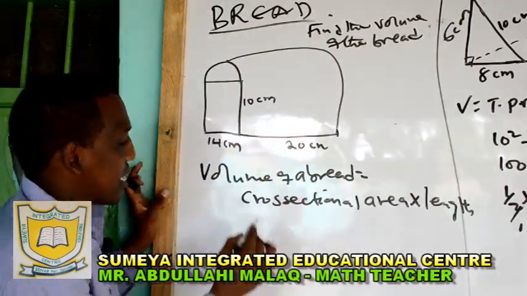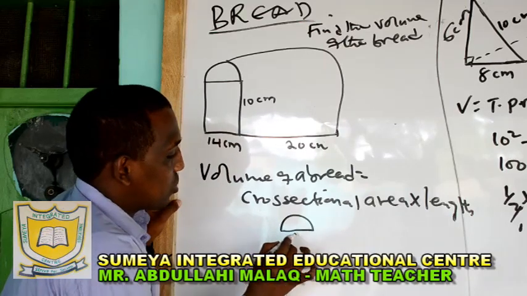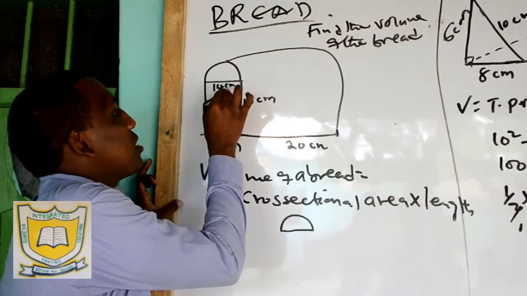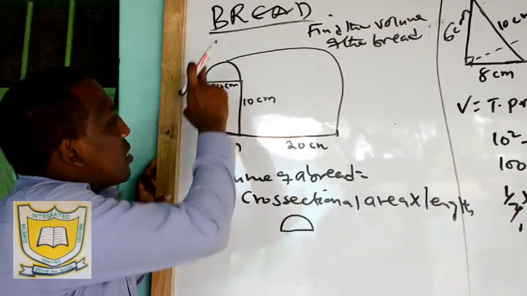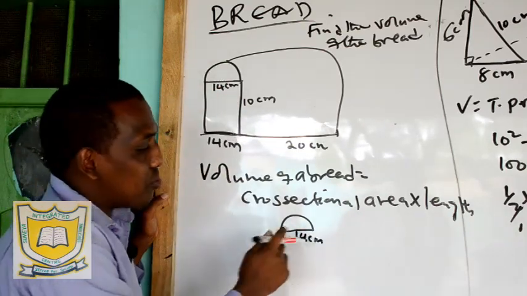So let us find the semicircle now. Remember, this line is 14, this also will be 14, this line will also be 14. Because they are the same, the diameter will be 14 centimeter. Let us get the area of this one.